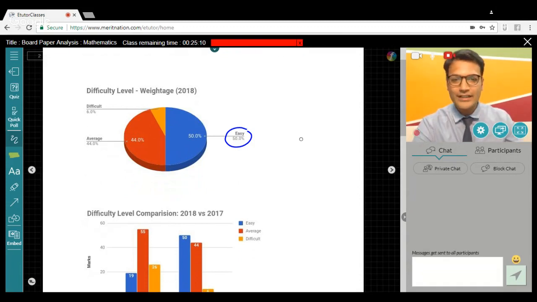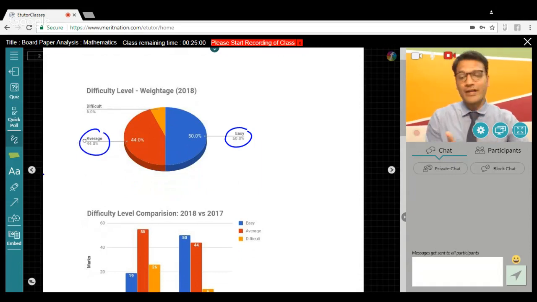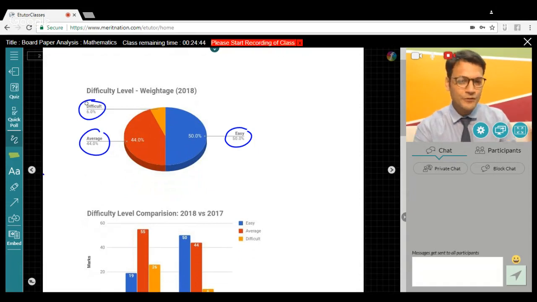44% of the questions were average, you may say. Just one question I figured to be difficult. It wasn't difficult, it was a bit more lengthy. Few of the students were stating that the paper was lengthy, but most of you would probably agree with me that the paper wasn't even lengthy. It was easy and it wasn't that lengthy.